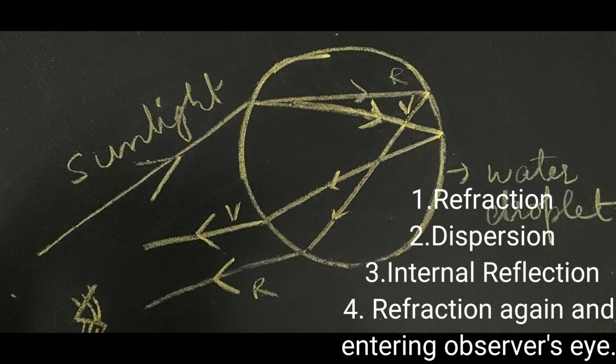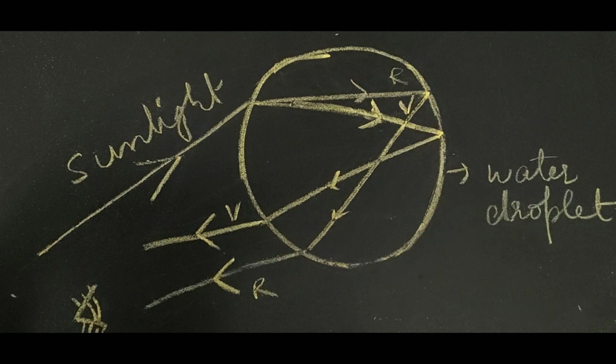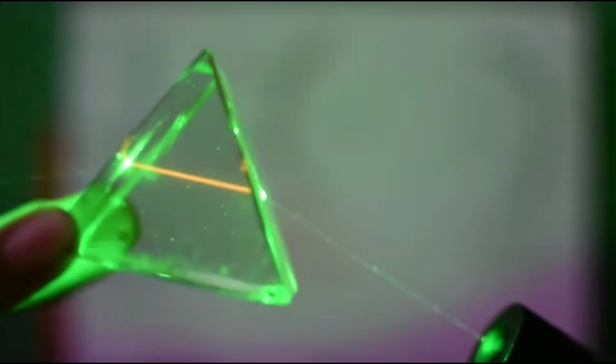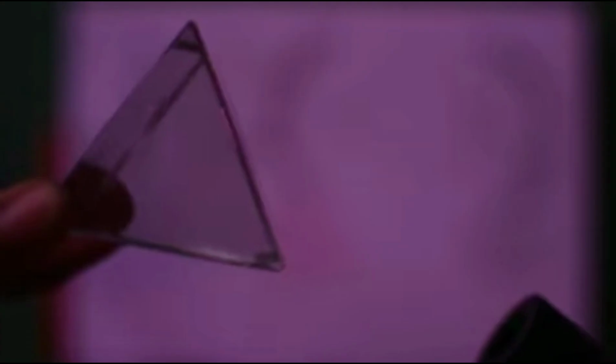So now I will be leaving you with a question for which you have to look for the answer. If in this prism you can see, if green laser light is incident, it appears to be orange inside the prism. Can you think of the reason why?